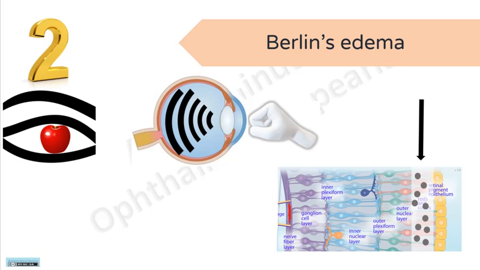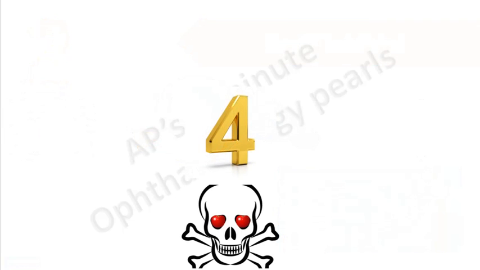The term Berlin's edema is actually a misnomer. There is no actual edema. The retinal whitening is due to damage to the outer photoreceptors in the macular area.